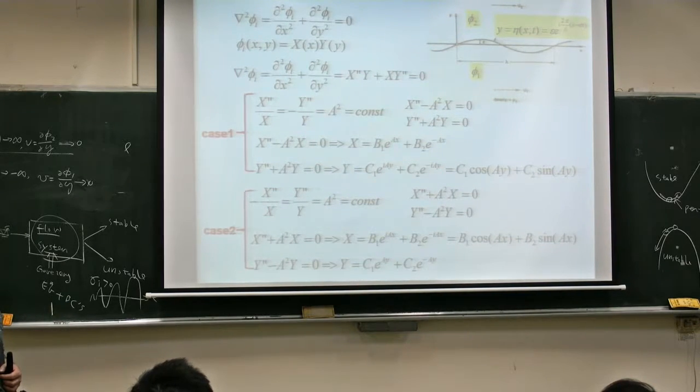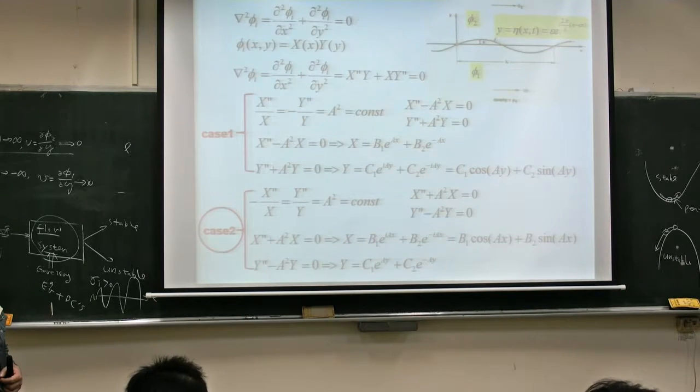So which case should we choose, case 1 or case 2? From this equation we can have this solution, case 1 or case 2. Case 2 is because y is an exponential function, and in case 1 y is a sine cosine function. Since I perturb here, in the x direction the solution form should be a sine cosine function, and in the y direction it should be an exponential function. So we should choose this case 2.